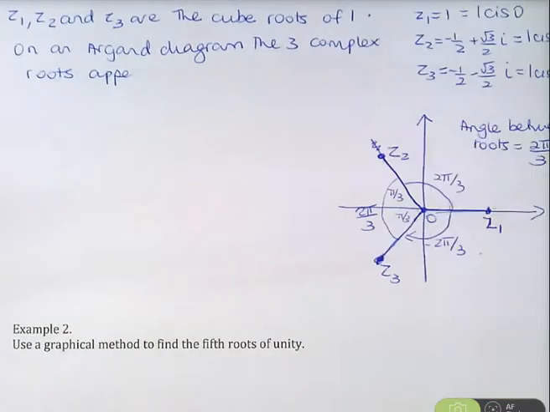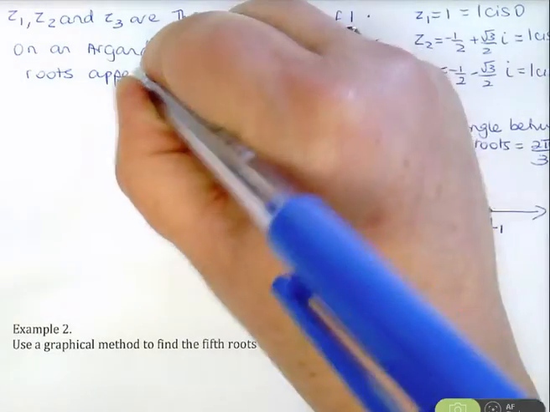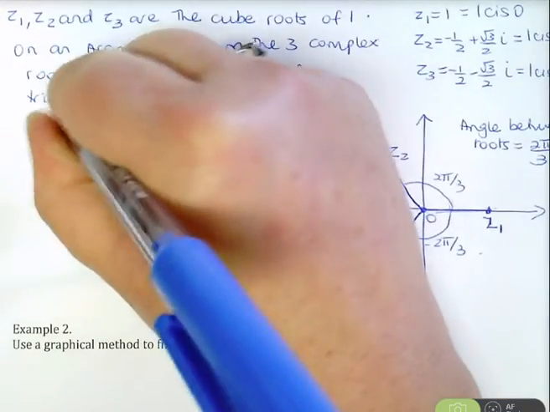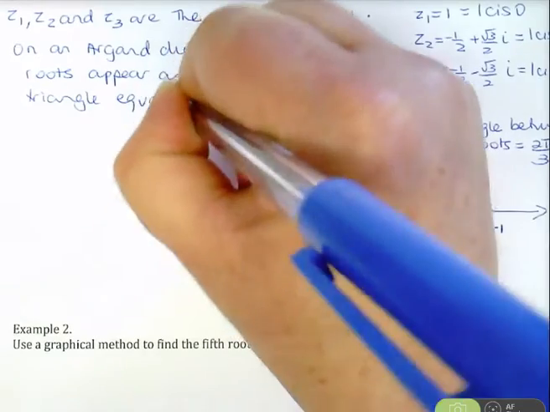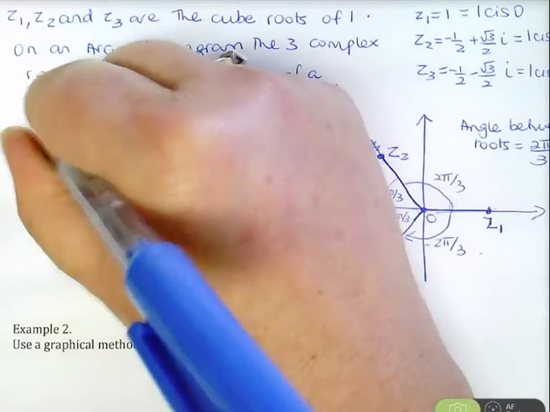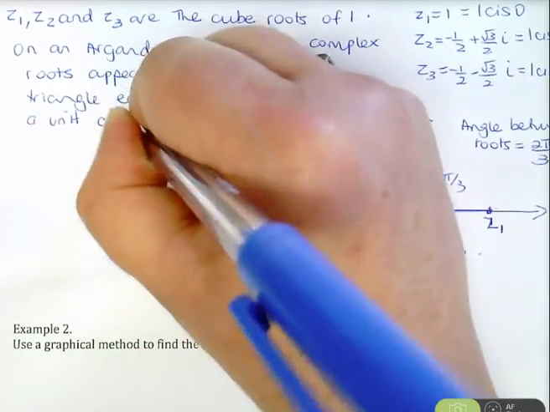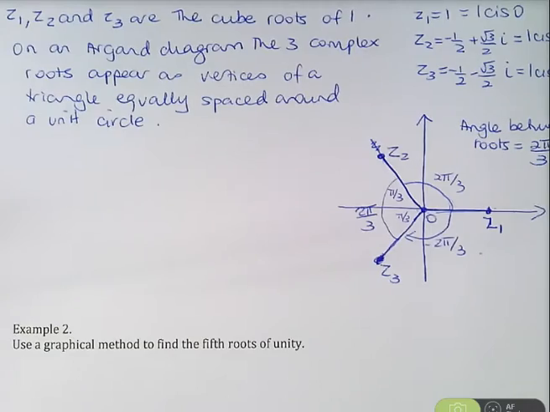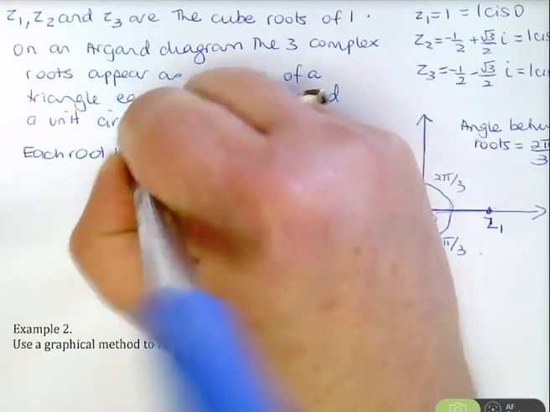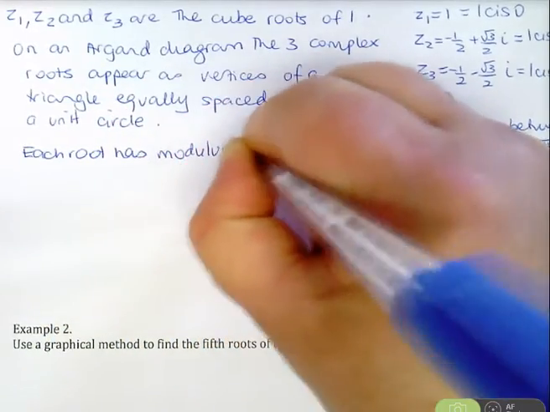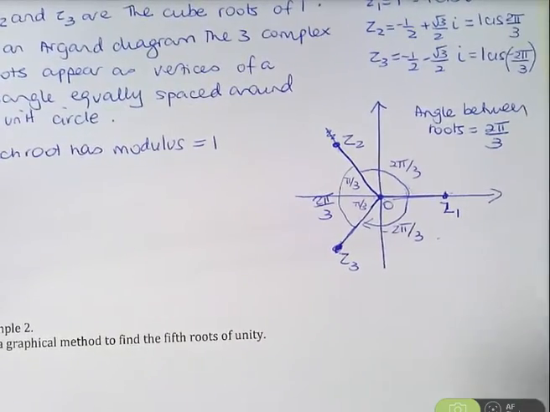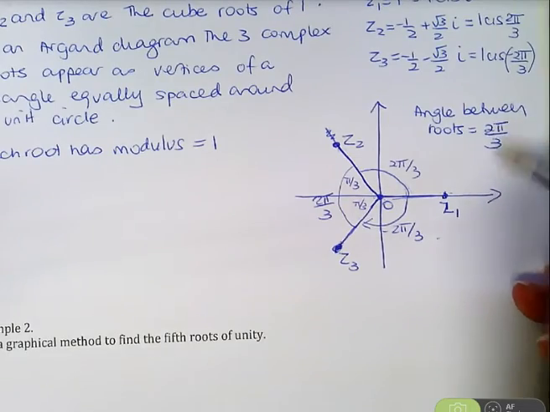Now on an Argand diagram, the three complex roots will appear as the vertices of a triangle, which are equally spaced around the unit circle. Now a unit circle is a circle with radius 1 unit, or radius 1. Okay, so notice that each root has modulus equal to 1. And as I said over here, the angle between the roots is 2 pi on 3.